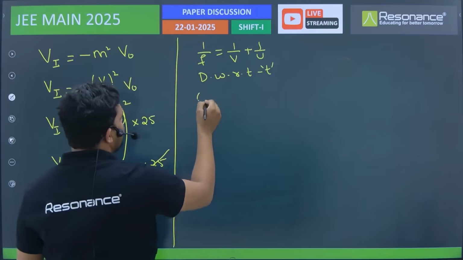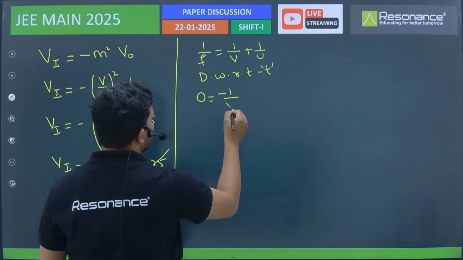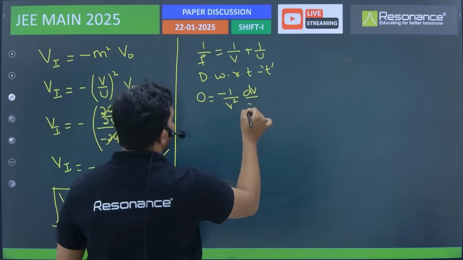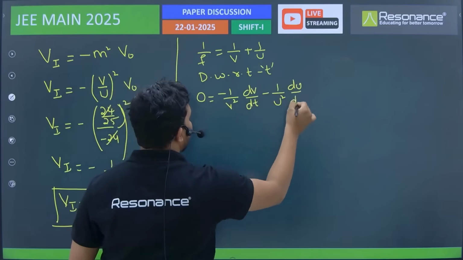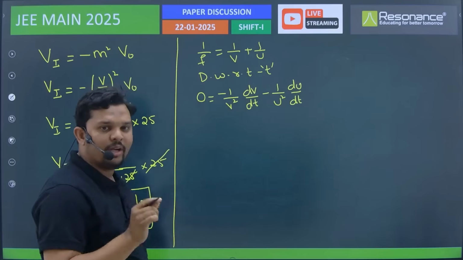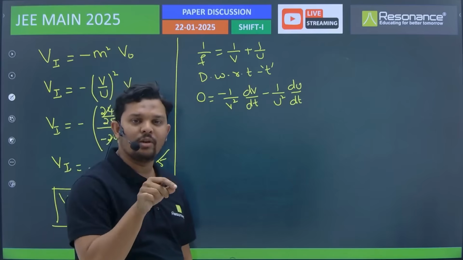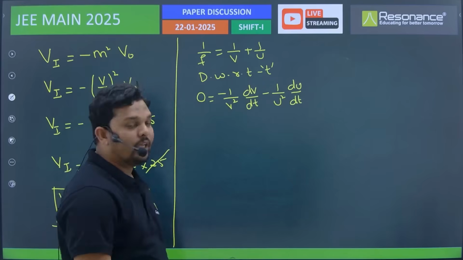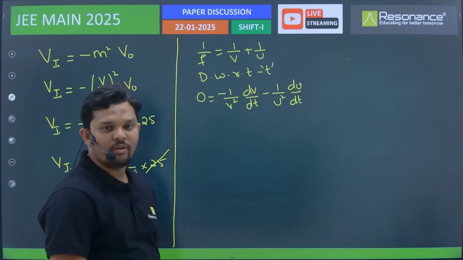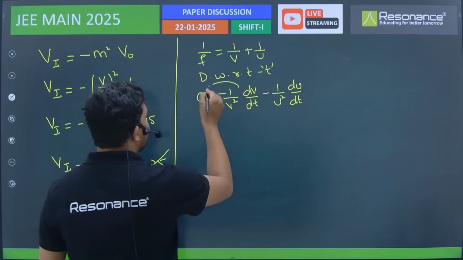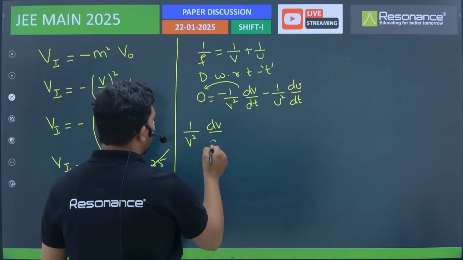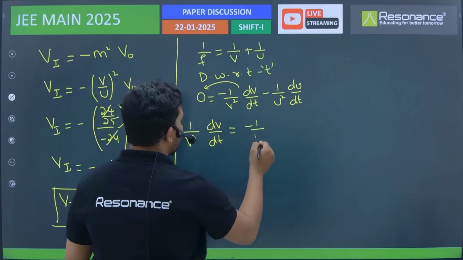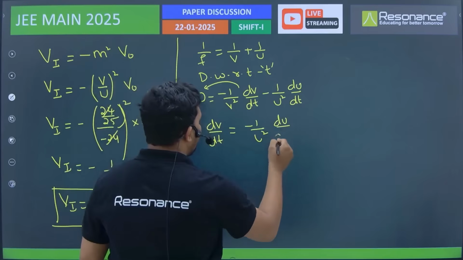However, this part is going to become 0. 1 by v differentiation is minus 1 by v square into dv by dt, and this is minus 1 by u square into du by dt. Be careful about this part, where dv by dt is nothing but the velocity of the image, while du by dt is nothing but the velocity of the object. Now let's send this part here. So it's going to be what? 1 by v square into dv by dt equals minus 1 by u square into du by dt.